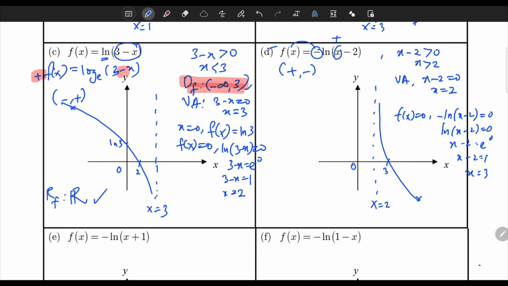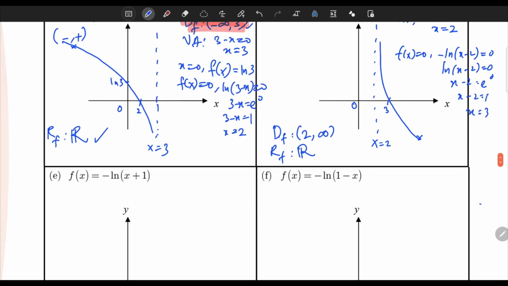Okay, this is the origin. Alright, so domain. I choose to write the domain here instead of up there. So the domain will be 2 to infinity. So range will be real numbers.